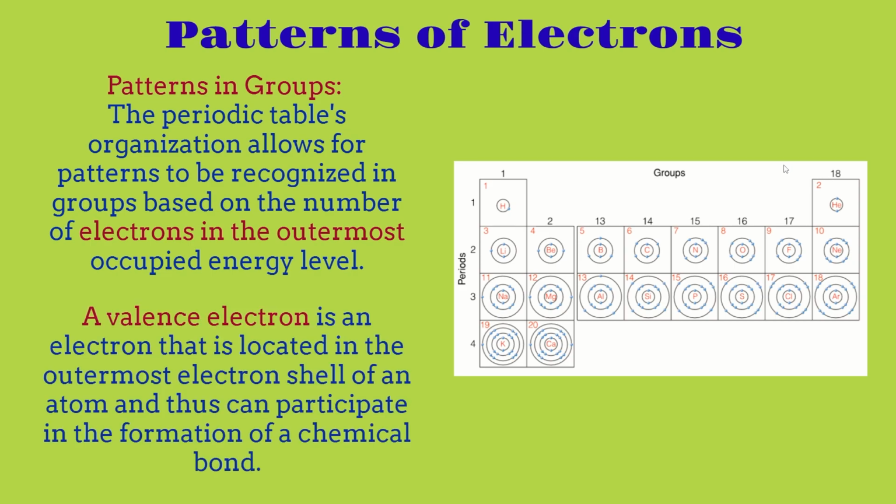And also, just if you didn't know, a valence electron is an electron that is located in the outer electron shell of an atom and thus can participate in the formation of a chemical bond.